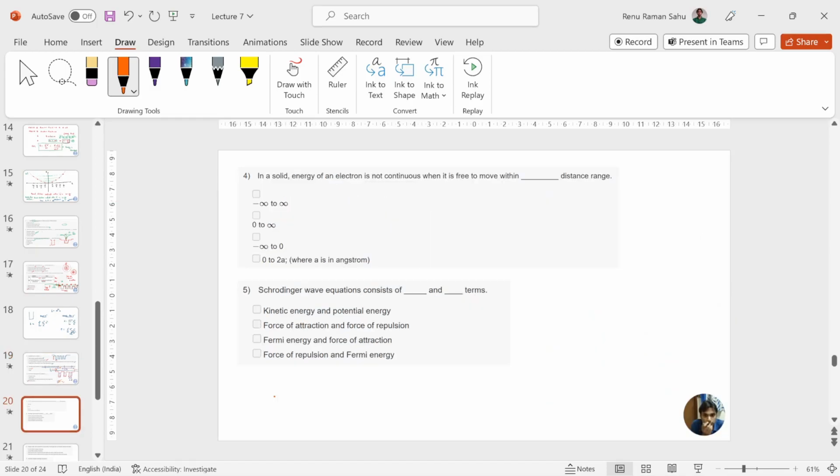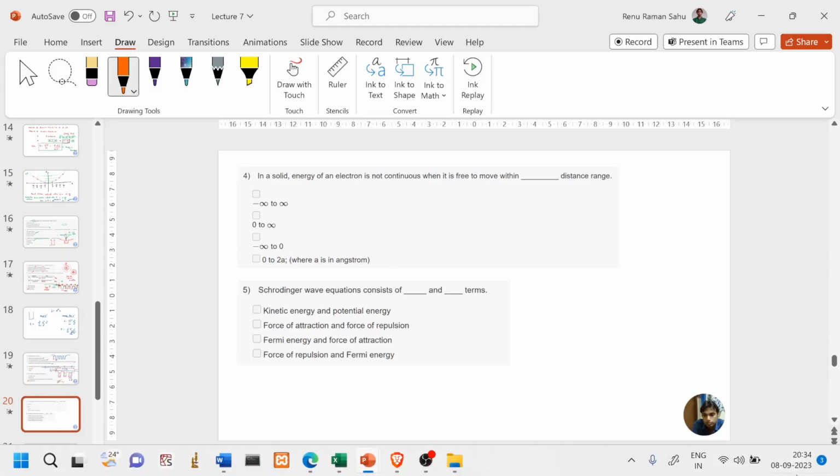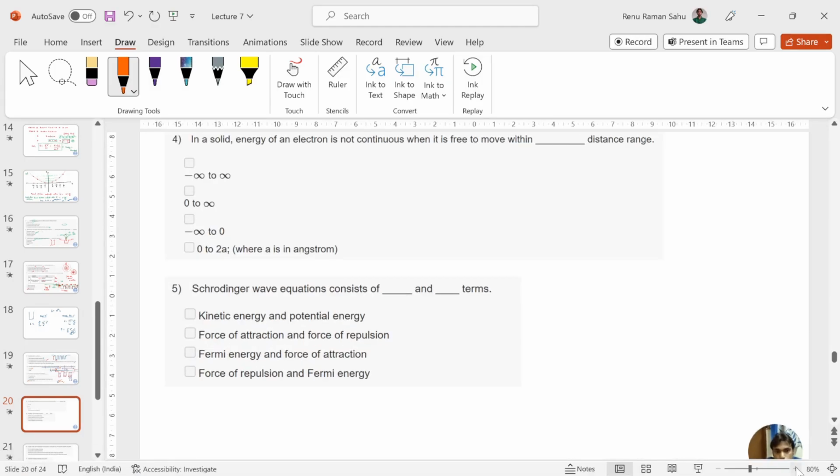What about this question? When in a solid, the energy of an electron is not continuous, when it is free to move within... Energy of an electron is not continuous. That means energy is discrete. Now, when is that true? When it is free to move, it is continuous, not discrete. Discrete means electrons are bound.